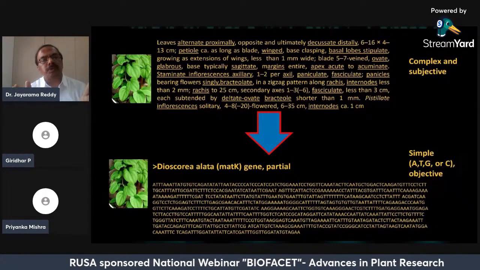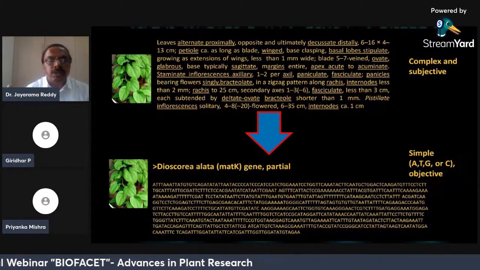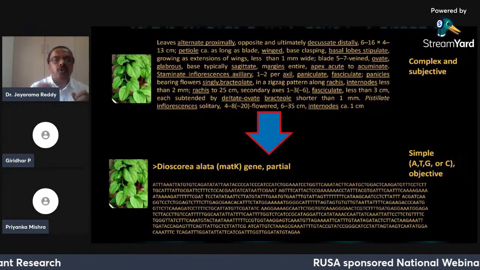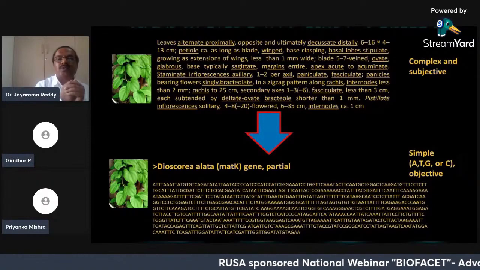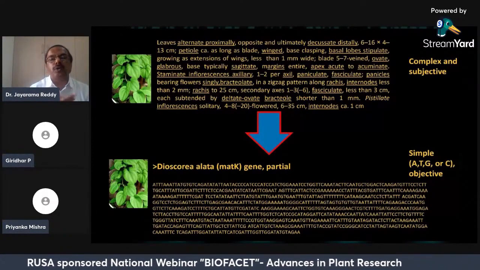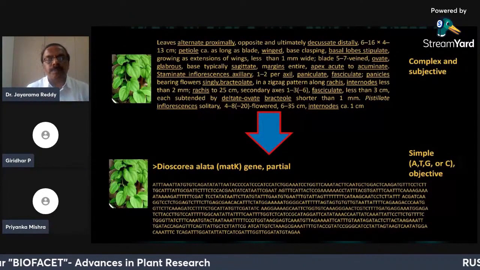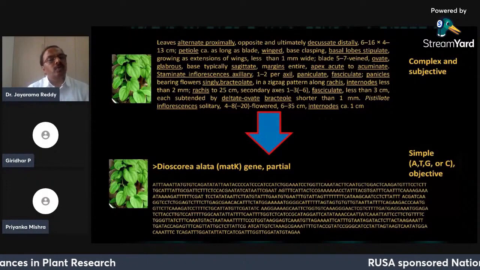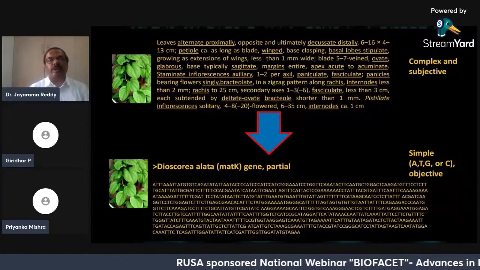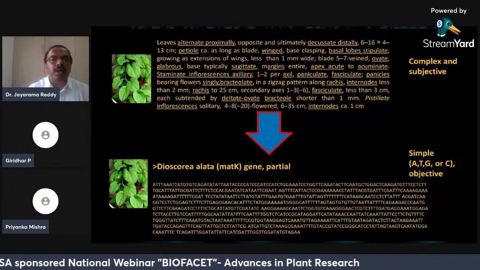There are so many technical terms, of which sometimes I also get confused about the names. What is the meaning of those names? And when you want to identify, you have to enlist all these characters, which is a very complex process. Of course, it is a part of taxonomy, and that is what we are doing in taxonomy. So the traditional Linnaean taxonomy is a very complex process, which is very subjective. And even with all the information that you have collected, still you may go wrong. You may identify the plant wrongly.